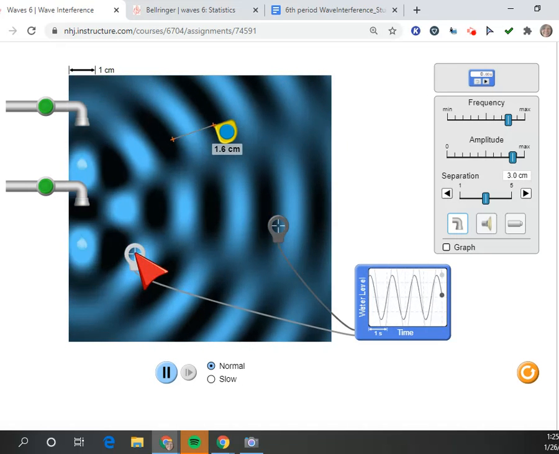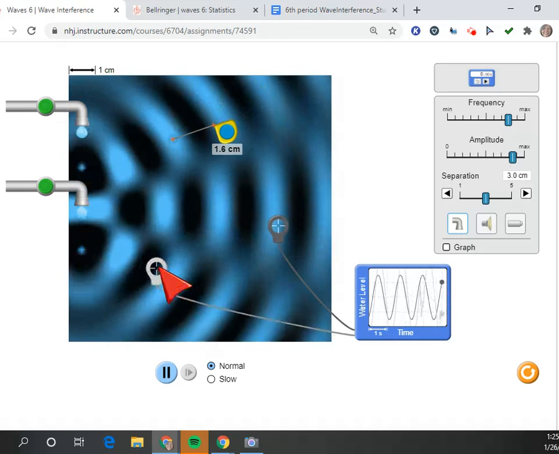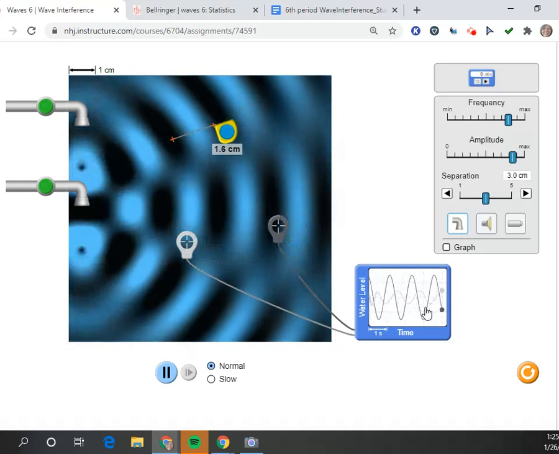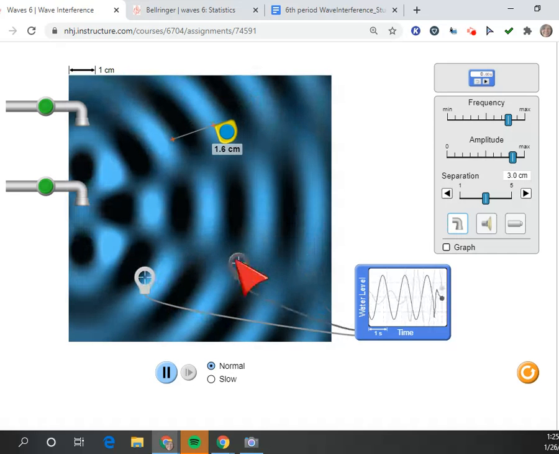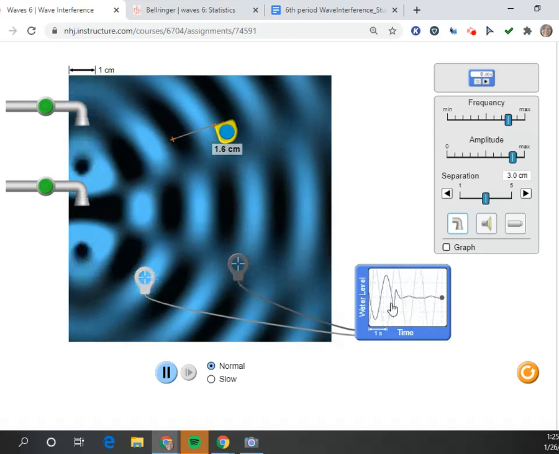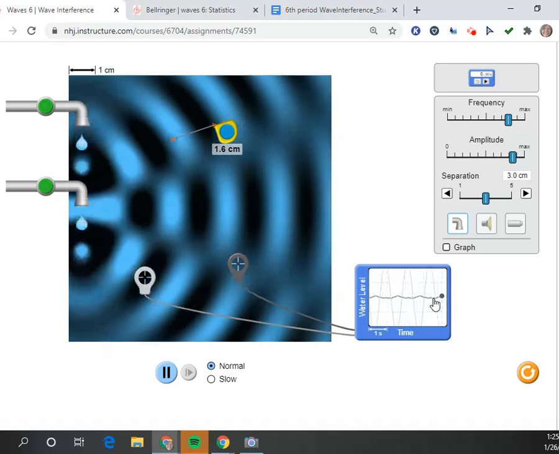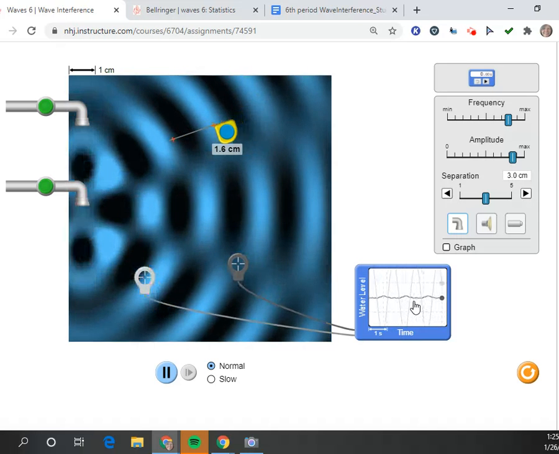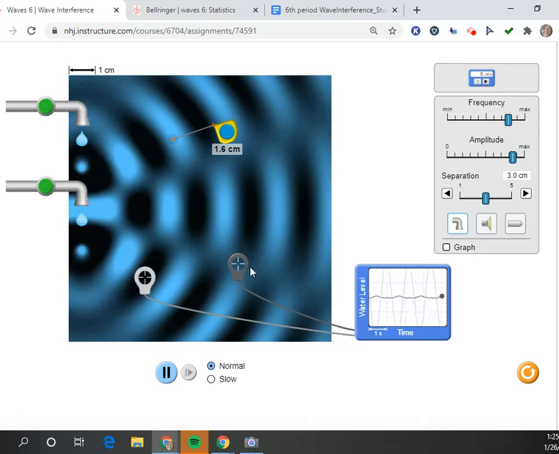What happens if I move my measurement tool into a place of interference? And it's kind of hard to see. Let me maybe change the darker one so you can see it better. Notice I move the darker line into a place of interference and we get almost a straight line. So is that constructive or destructive interference? It's destructive interference, right?